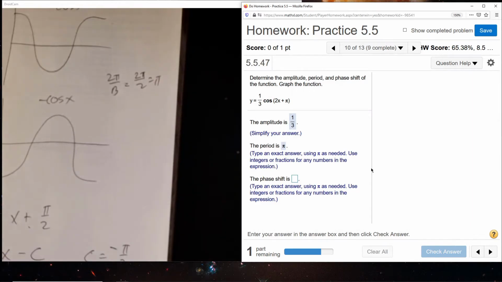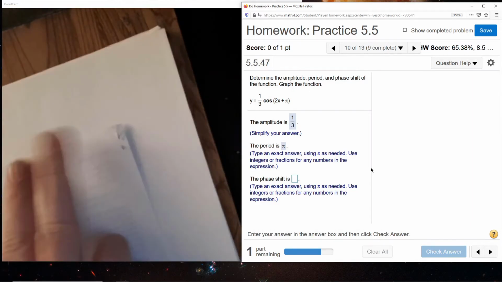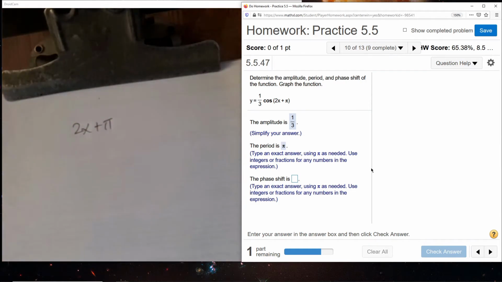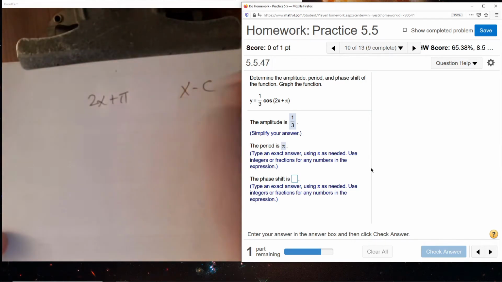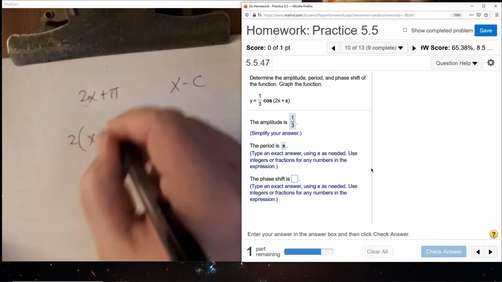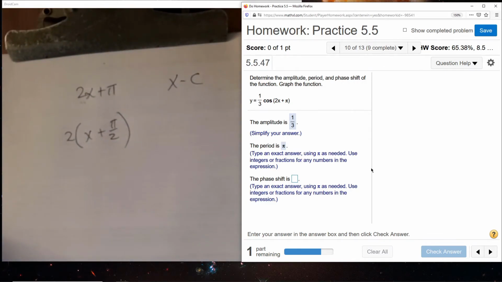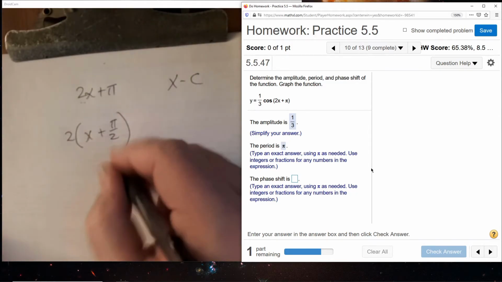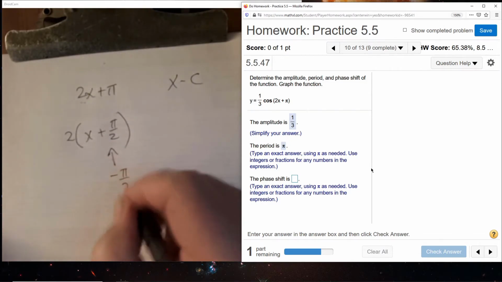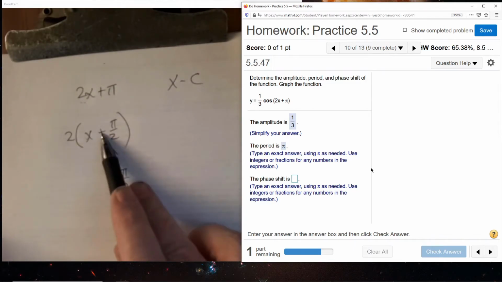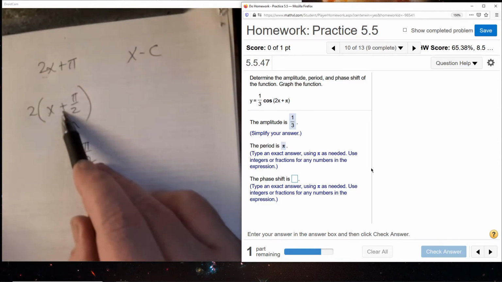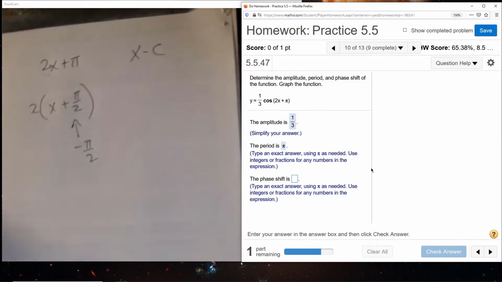The phase shift. Now remember, there's two ways to think about phase shift. What we have here is a 2x plus pi. One way to think about the phase shift, remember, it always has to be in the form x minus c. We can achieve that by factoring out a 2. And when it's in this form, then this is exactly our phase shift. In this case, that phase shift would be minus pi over 2. Again, remember the form here is x minus a number. So in order to get this positive sign here means c must be a negative number.